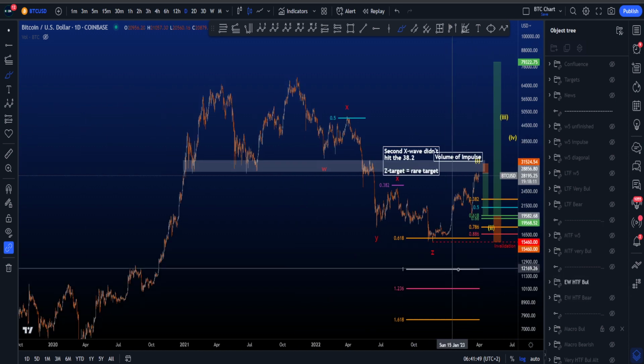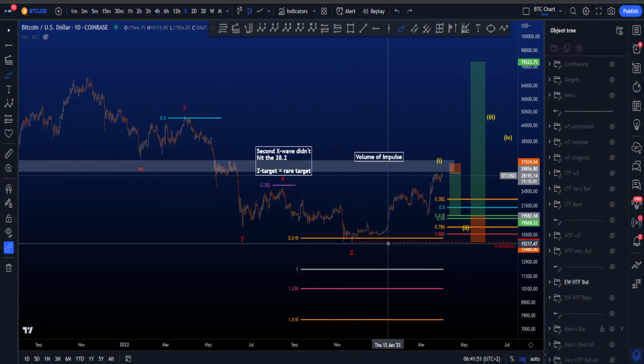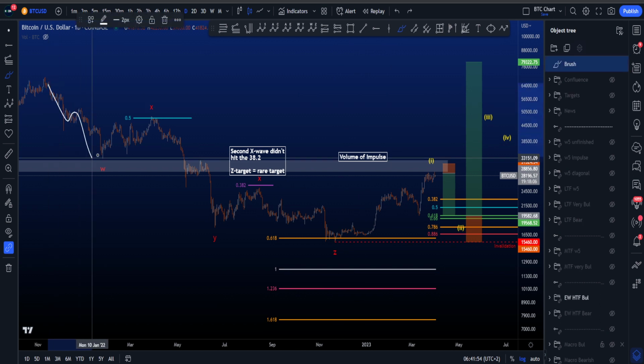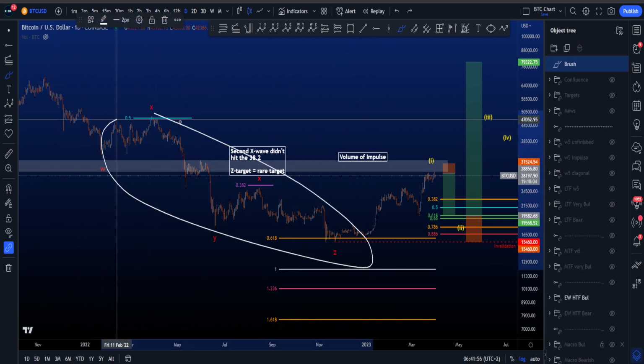If we then look at the more bullish scenario, the correction, the bear market is already finished. This was a 3-wave in W and then X, Y, X, Z. Each of these are 3 waves.